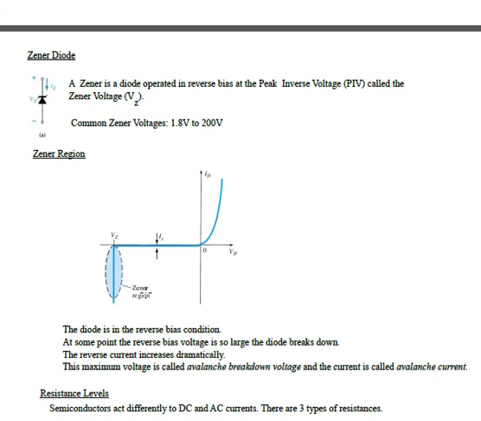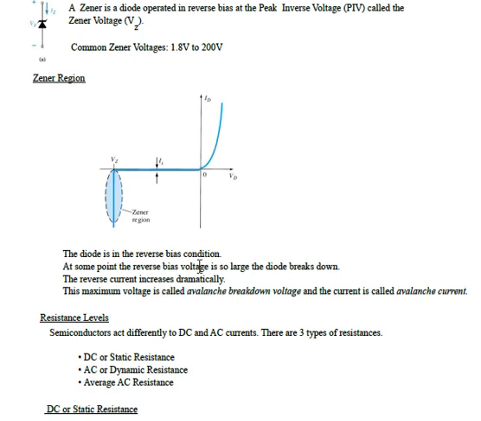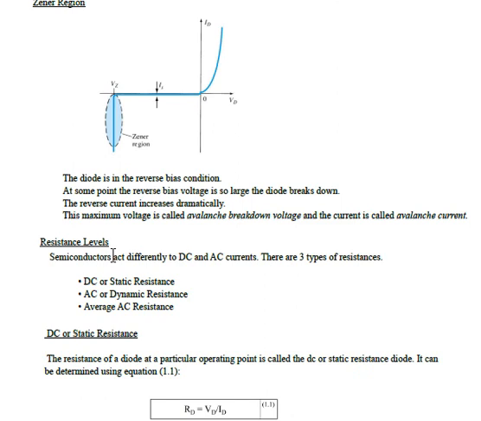No? Anong nangyari pag ganyan? Pag nag-reach na siya sa peak inverse ng diode, bumababa yung kanyang current. Okay? So, the diode is in reverse bias condition at some times. So, at some time when the reverse bias voltage is so large, the diode can break down. So, if you let this Zener region here happen, okay? Then the reverse current increases dramatically, no? This maximum voltage is called the avalanche breakdown voltage, and the current is called an avalanche current. Okay, so here, negative yung kanyang current.